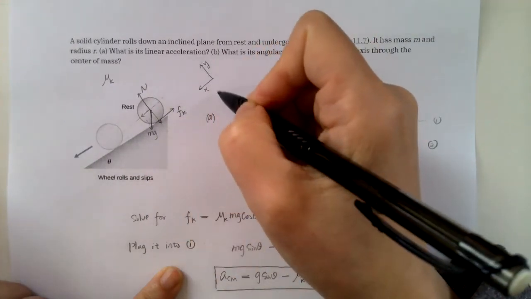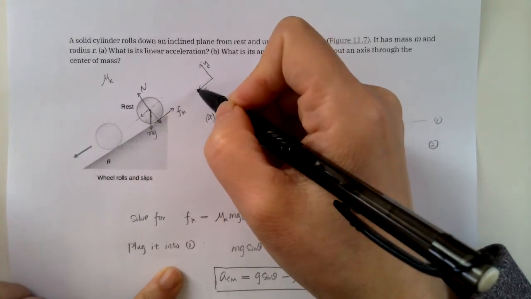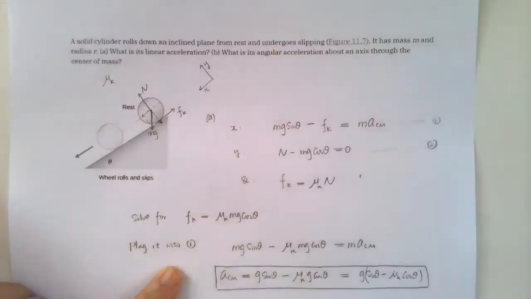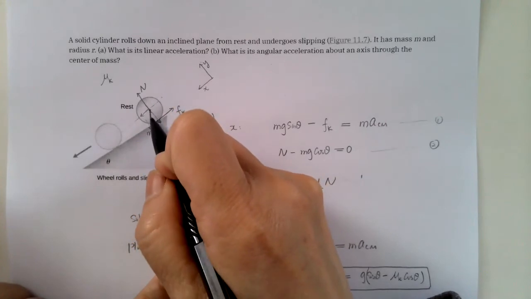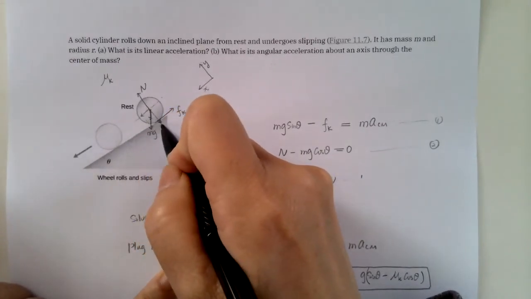Still, we follow the same idea. We set up the coordinate system. X goes down along the surface, Y is perpendicular to the surface. After we have the free body diagram, we do the same thing: decompose mg into the X component and the Y component.